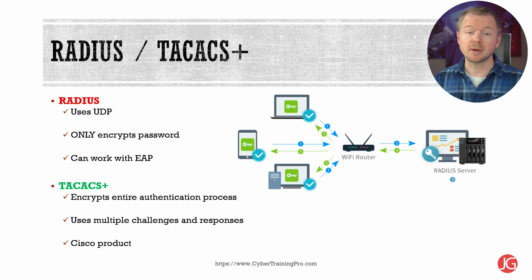Both RADIUS and TACACS Plus are considered AAA protocols, meaning that they provide authentication of users by checking credentials, they authorize users by giving them the correct access, and they provide accounting because they track all the actions that a user takes. These features are crucial when we talk about services that allow access to them and tracking what happens.